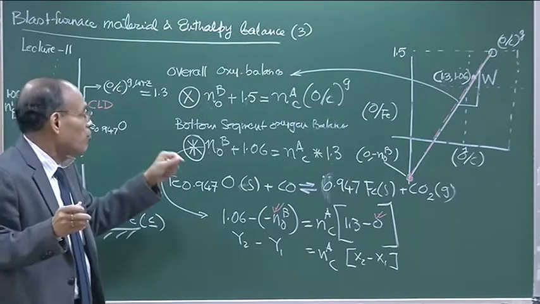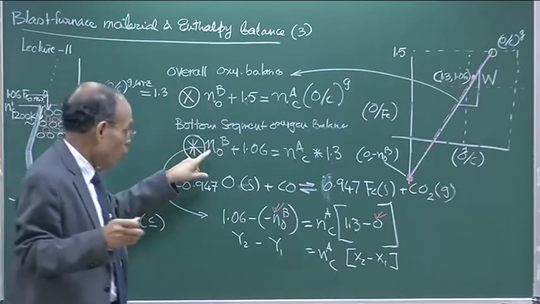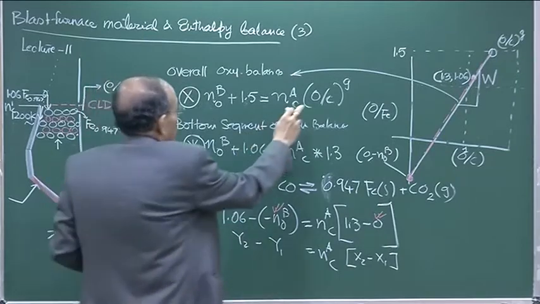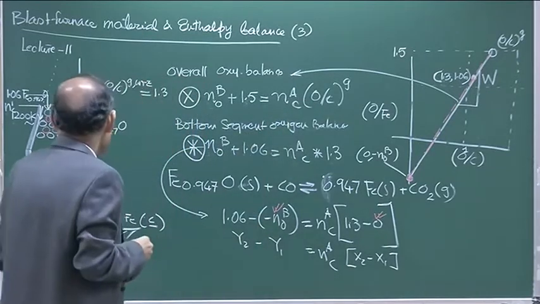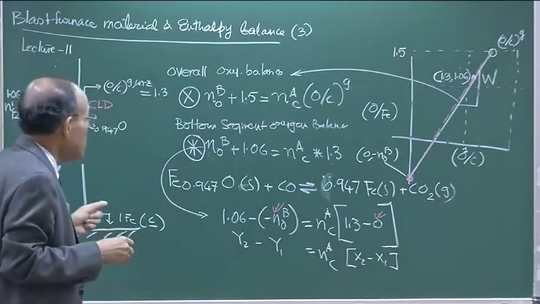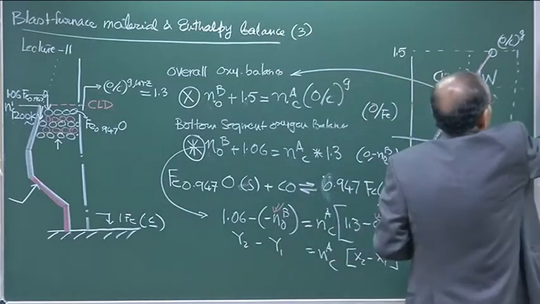By solving the three equations, we should be able to calculate the overall blast rate, the active coke rate, or the coke rate of the furnace, as well as the top gas composition. So, we will now turn our attention to the development of the third equation, and we will move on to the enthalpy balance equation.